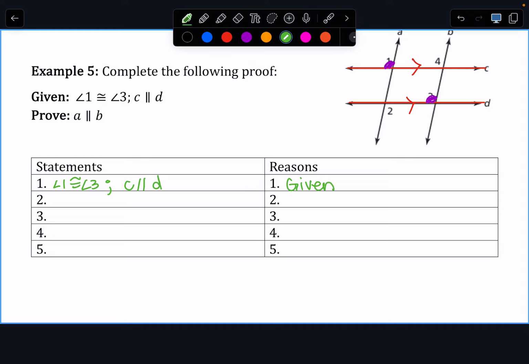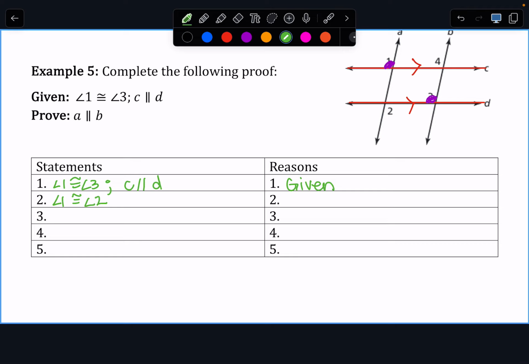So, do I know anything about angle 1 and a different angle? Yes. 1 and 4 equal each other. 1 and 2 are equal. Angle 4 and angle 1 and 3 are equal. I think we only know angle 1 and 2 are congruent because C and D are parallel, right? Okay, so we can say angle 1 is congruent to angle 2.